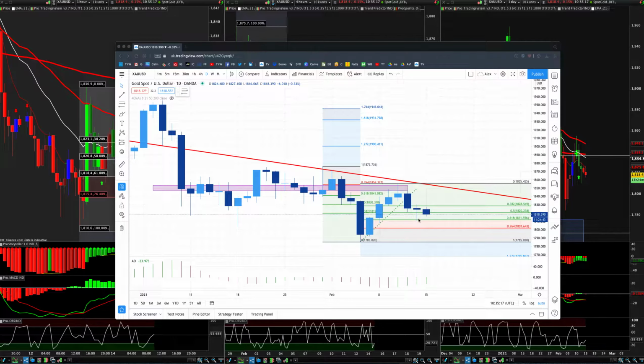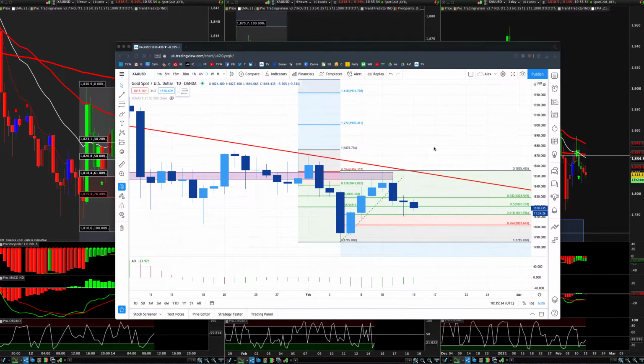So we've broken out, we've been to the 618, we've bounced off there nicely. So we're just looking for a retest of that 618 and then ultimately get down to that 764, which is at around 1801.64. So again, round it up to 1802. So 1812 and 1802 downside targets for gold.